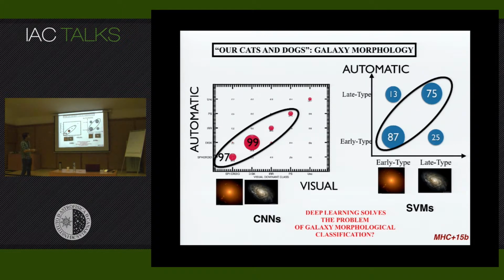For example, this is from an earlier paper in which we were using SVM to classify between only two types of galaxies, early types and late types, and you see that the performance is quite low, with only about 20% error or so. So this is a typical case in which you don't know exactly what the best features are, and deep learning is very powerful for this.